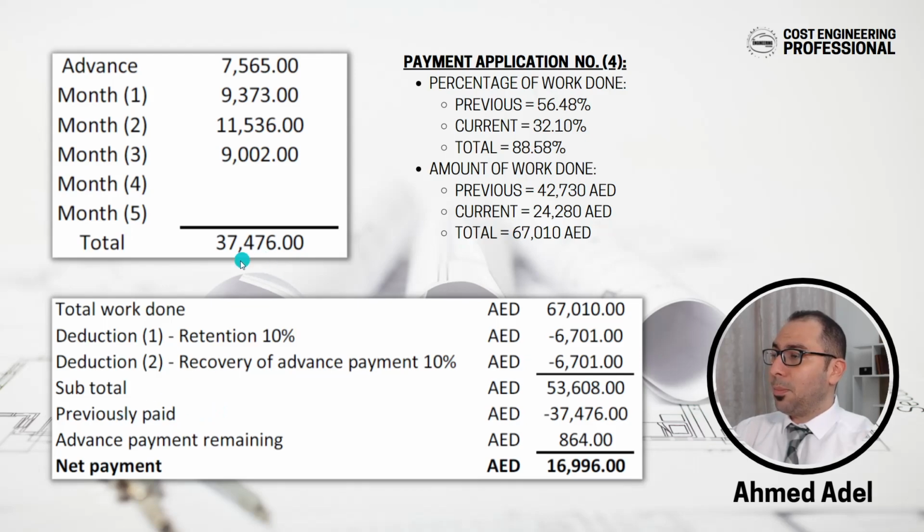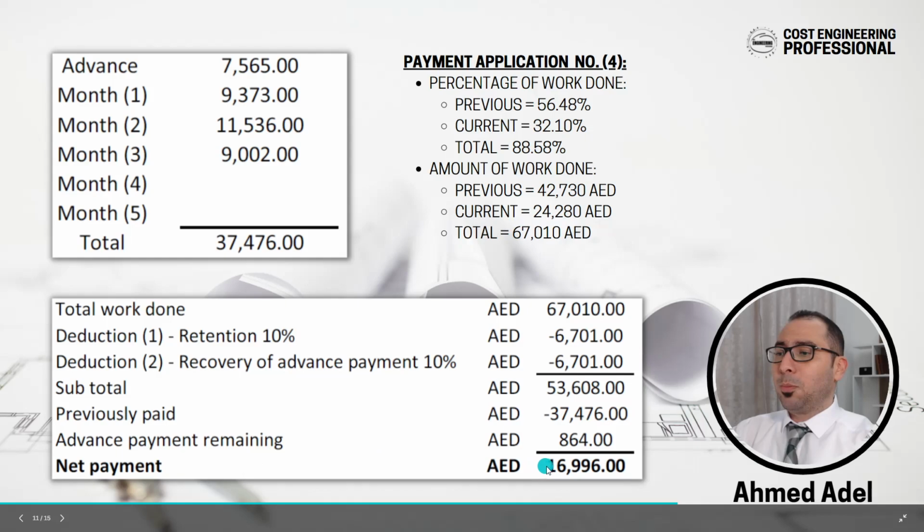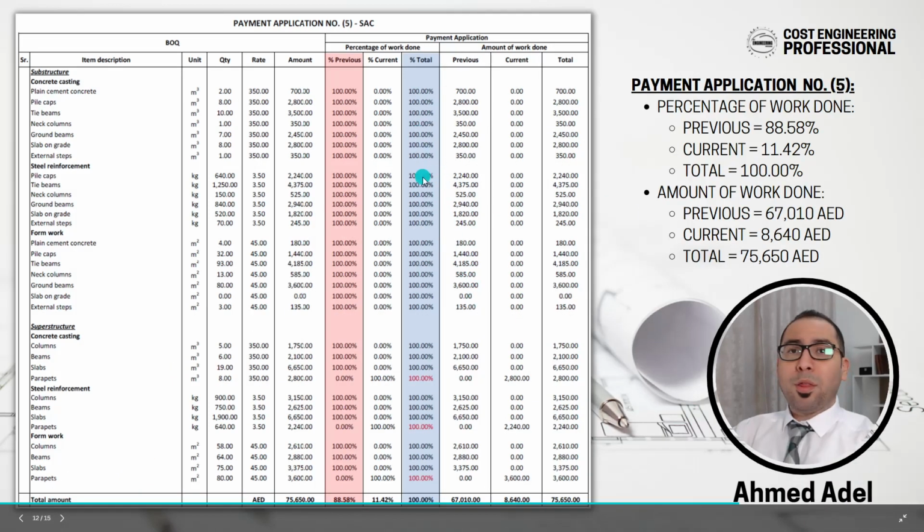Okay, what is the previously paid? Here, 37,000. And what is the remaining of the advance payment? Here, the advance payment minus the 6,700. So it gives me 864 only here as advance payment remaining. And that gives me a net payable amount this month, month number 4, of 16,996. Okay, going to month number 5.